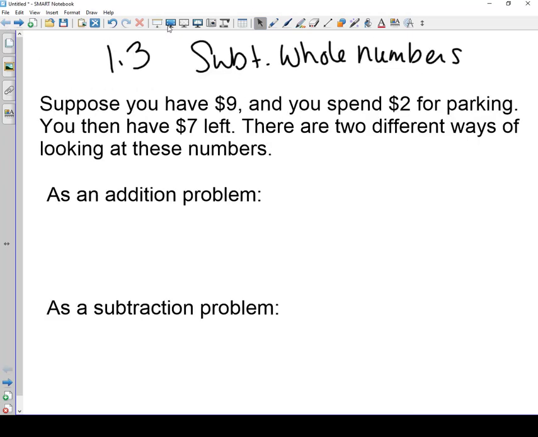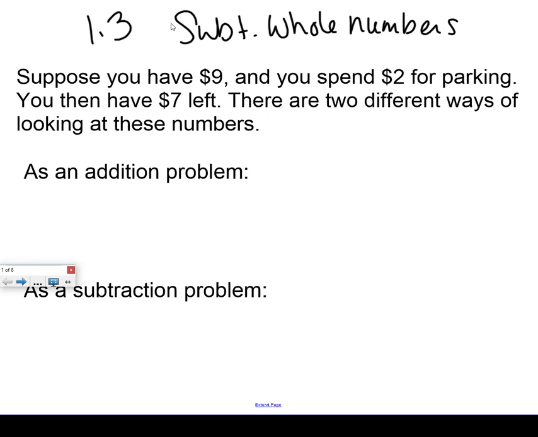We're going to talk about subtracting whole numbers. And so this says, suppose you have $9, you spend $2 for parking, and then you have $7 left. There are two different ways that you can look at these numbers. First of all, it could be as an addition problem.